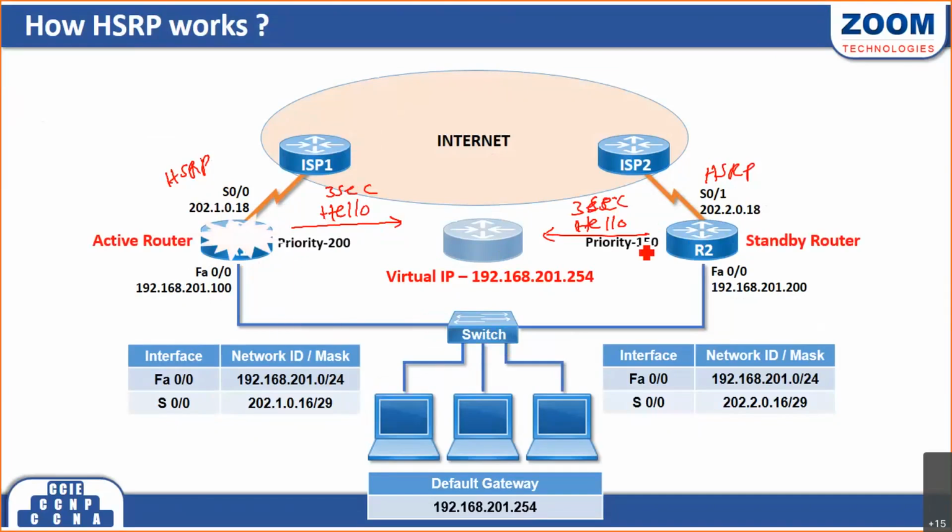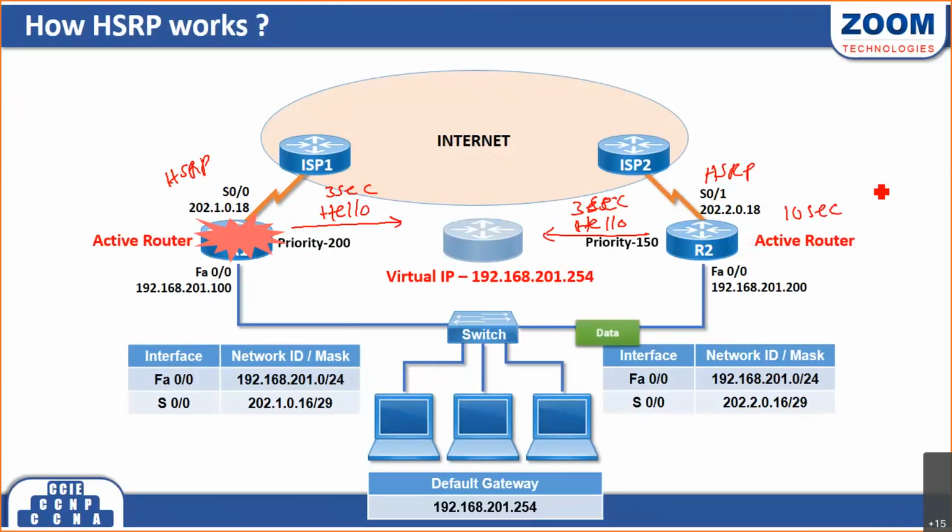Now suddenly R1 fails. If R1 fails, there are no hellos to R2. So whenever there are no hellos, router 2 will wait for 10 seconds, just 10 seconds. Up to 10 seconds, if there are no hellos, then the standby router will take the role of active and forward users' traffic. It happens automatically. So whenever standby does not receive hellos, it becomes active.